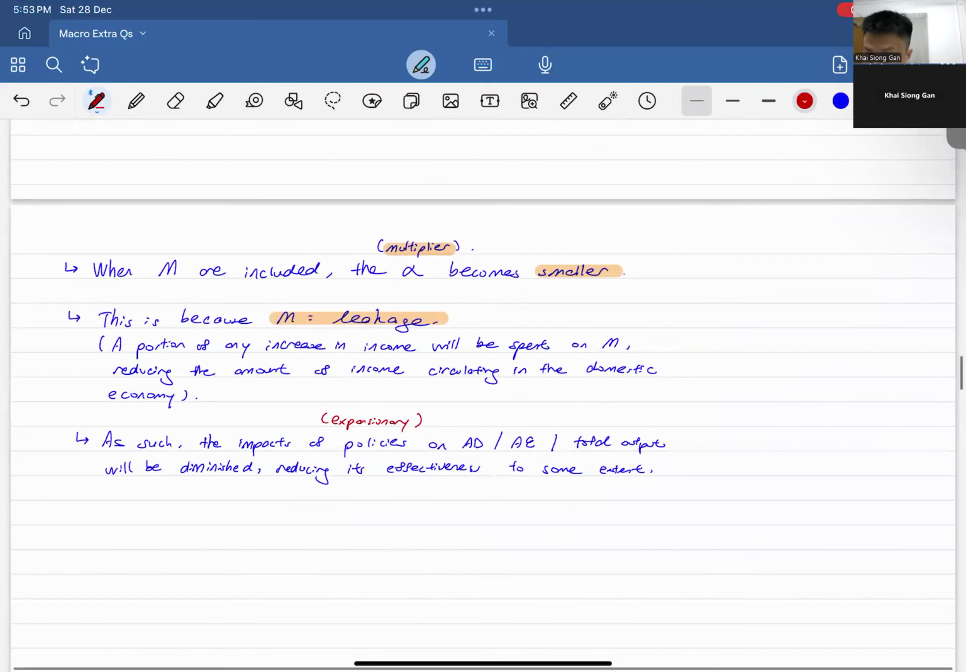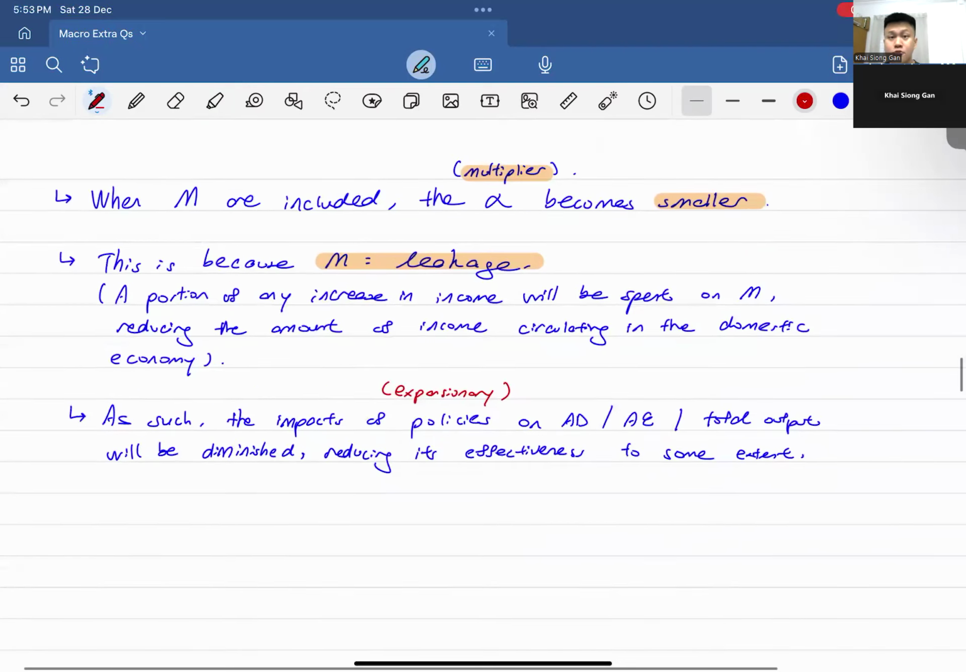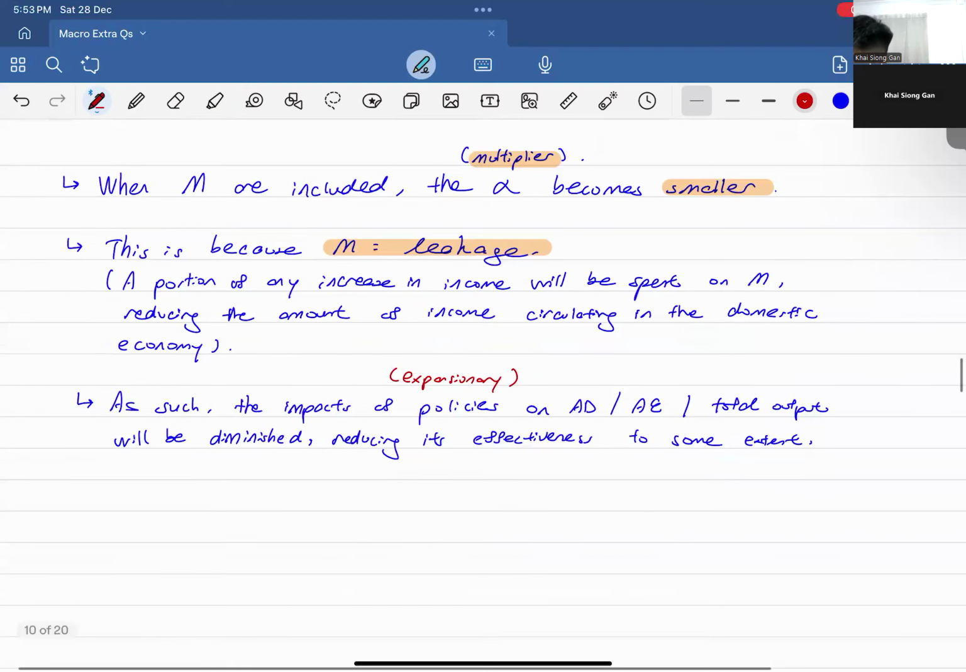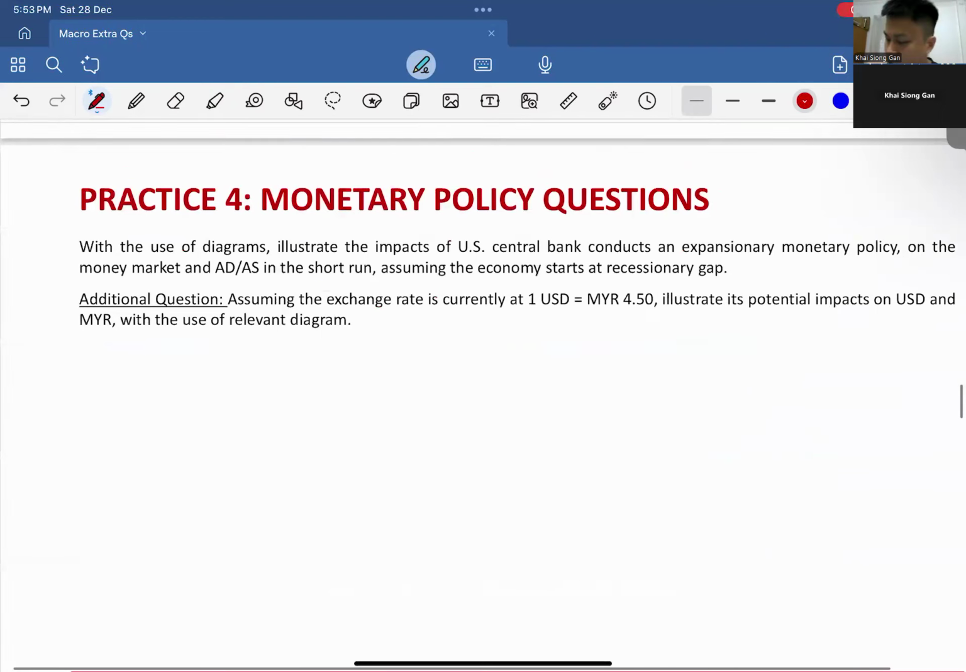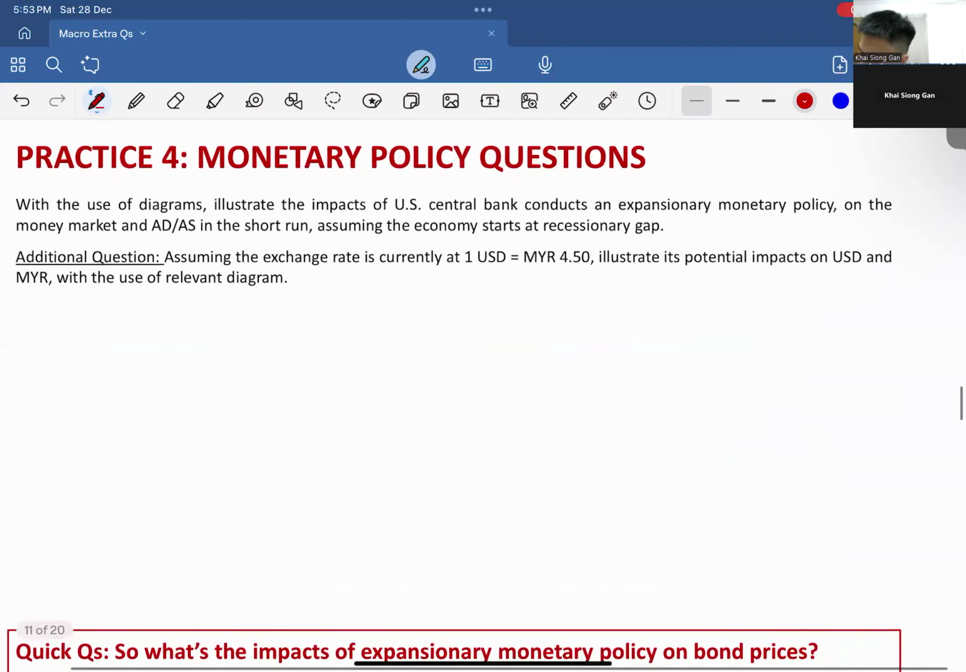So we are done with three full Keynesian calculations already, which I believe is going to be very helpful for you as part of your revision. Now we are going to move on to more graph drawing questions. So now I want to look into this practice 4. Now I want to draw graph.